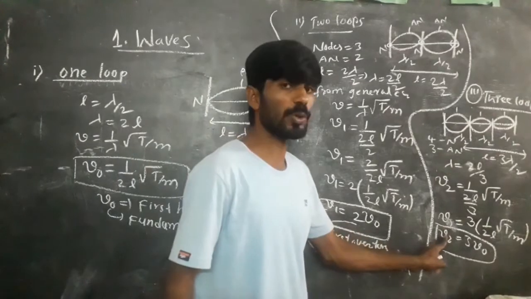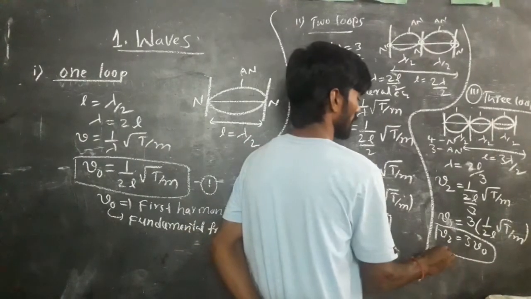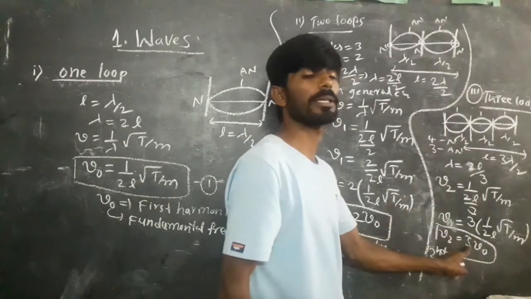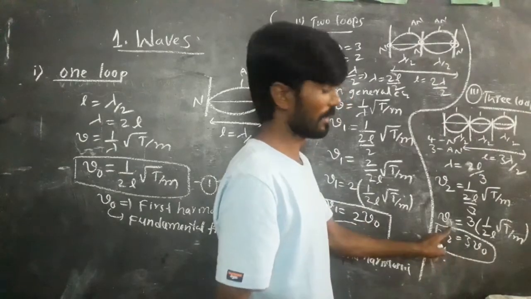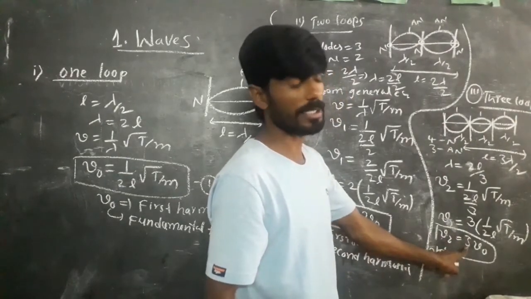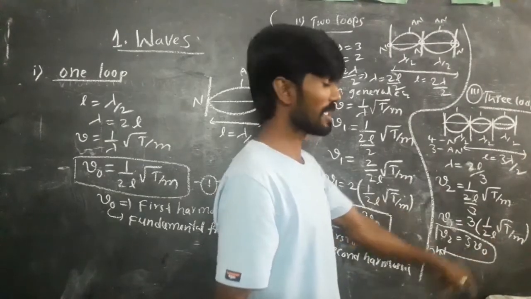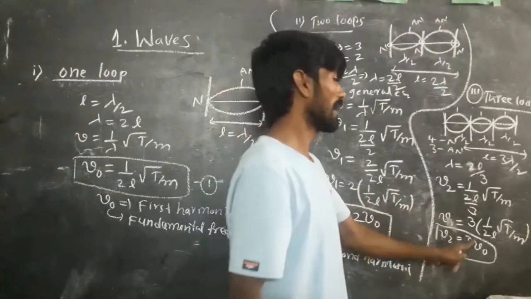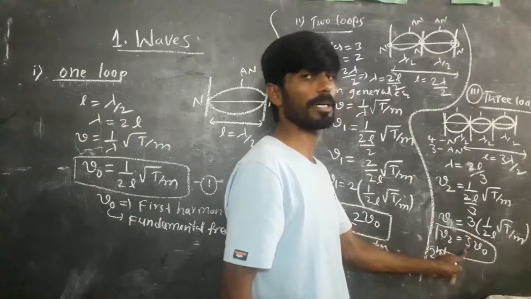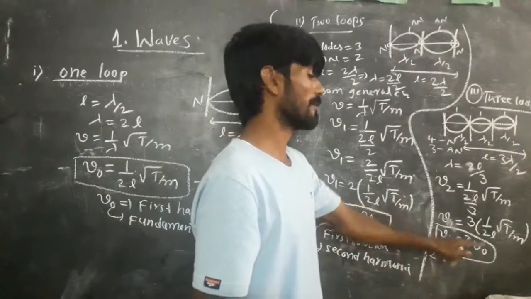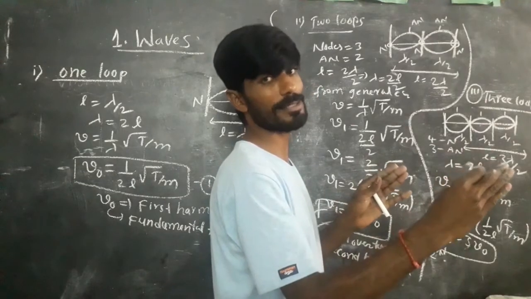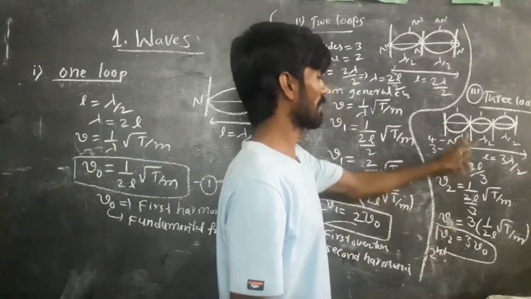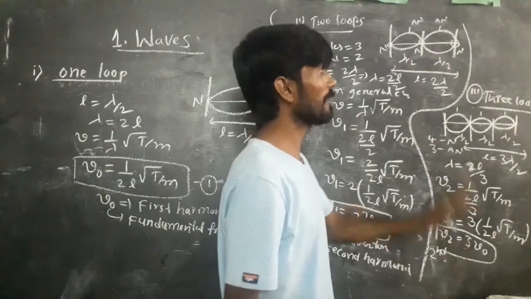Here mu 2 we are calling the second overtone or third harmonic. We can find it easily: the left side suffix number of the frequency, you can call the overtone, and the right side multiple integral number is the harmonic. So in 3 loops, it is the second overtone or third harmonic.